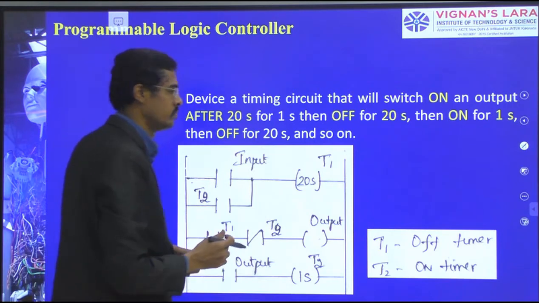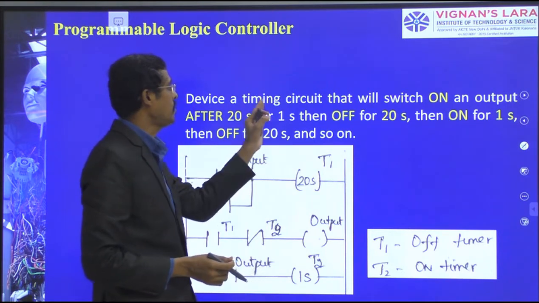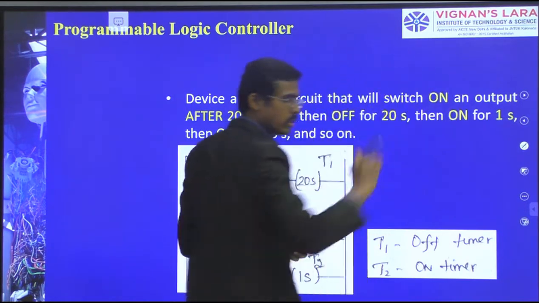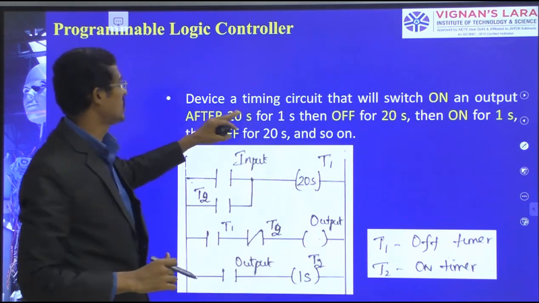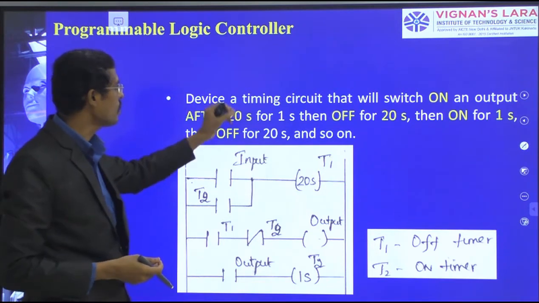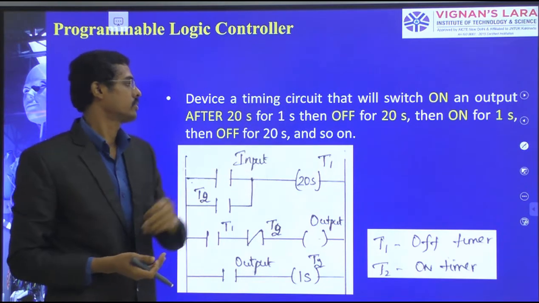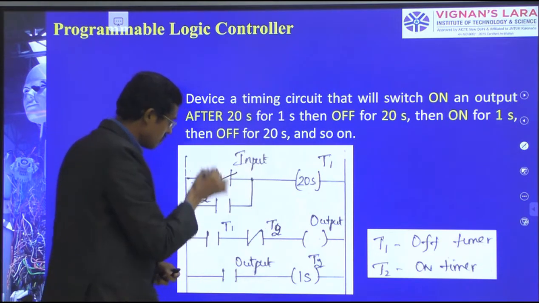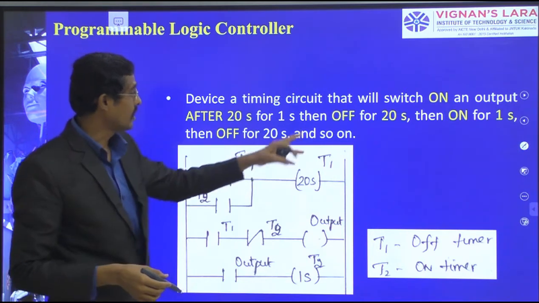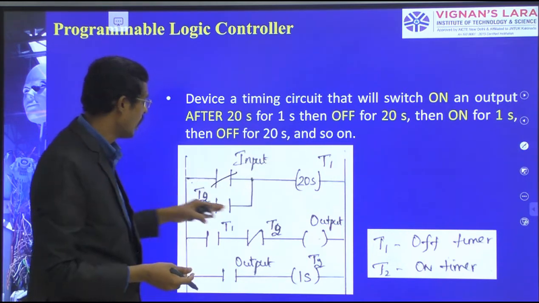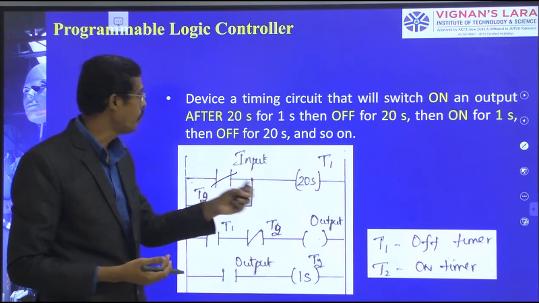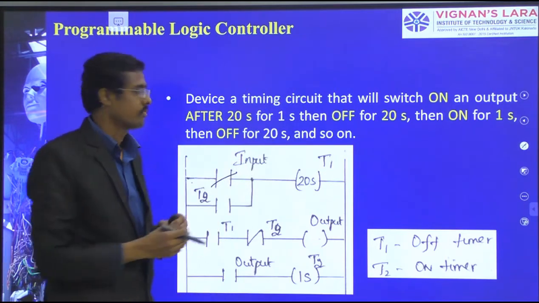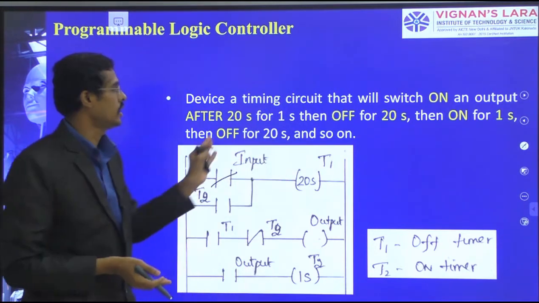Now I want to devise a timing circuit that will switch on an output after 20 seconds for 1 second, then off. It means when the circuit is switched on, after 20 seconds the output should come. But the output should come for 1 second and then it should terminate again. Again it should go for 20 seconds. So that is our program.